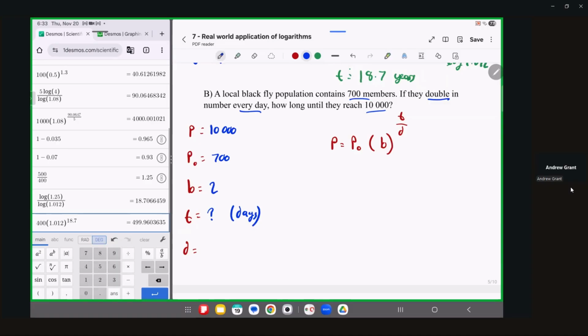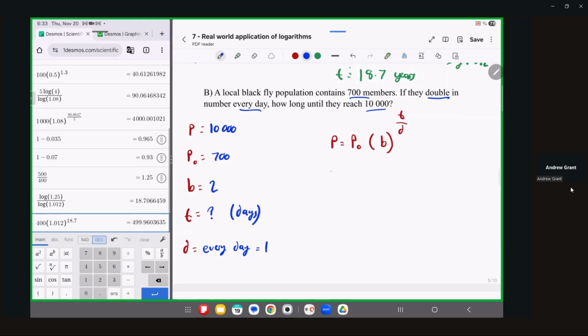And D is the period. So we can see that it's every day, which means that's just going to be 1. And so our equation will be, not P, it'll be 10,000, because instead of P, we'll put 10,000. P naught will be 700. B will be 2. T will be the thing we're looking for, and D will be 1.